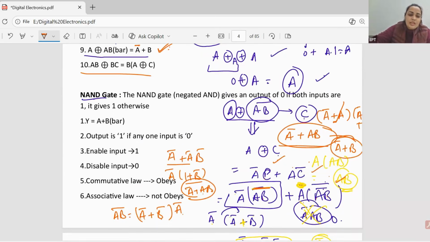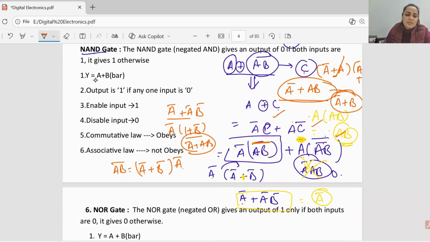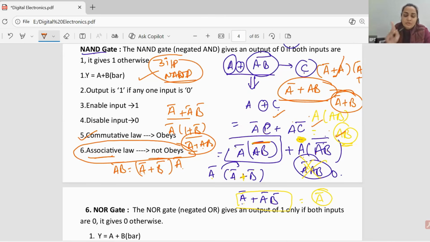NAND gate. Next is NAND gate, AB whole bar. They follow the commutative law, but it will not follow the associative law. If it is not following the associative law, then we can't use a three input NAND gate, right? Because to check the associative law, we want three variables. So we always use a two input NAND gate.